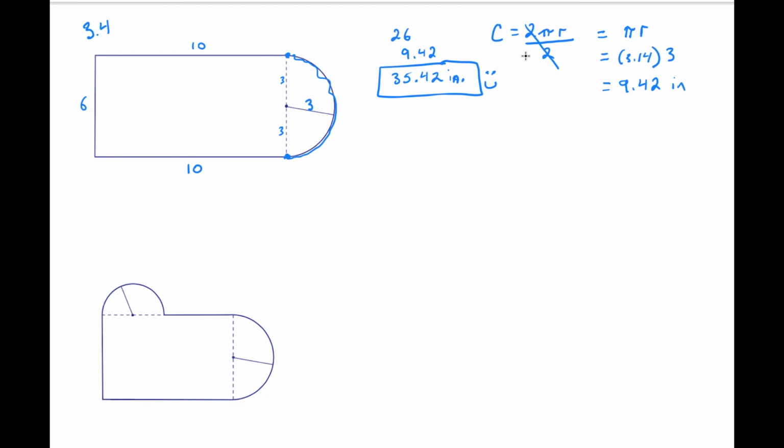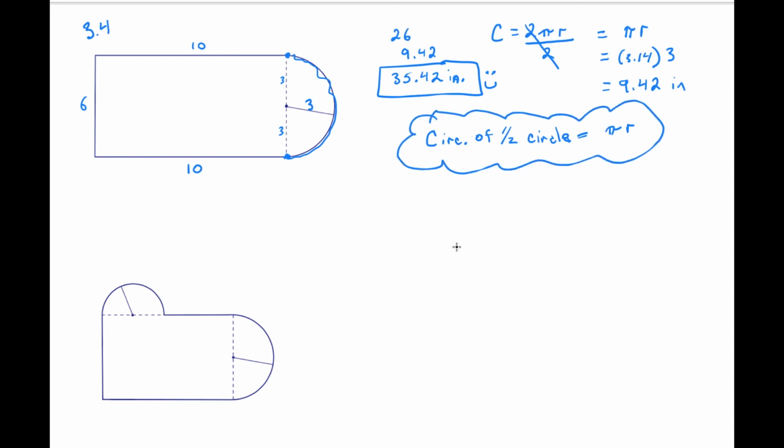So that's all you have to do when you want the circumference. So that's another thing to write down. Circumference of a half circle equals pi times r. Okay, so you might want to put that on the back of your notebook as well, because it's a shortened version that you can skip this step here and just go straight here when you have a half circle. So let's do that when we do this one down here.